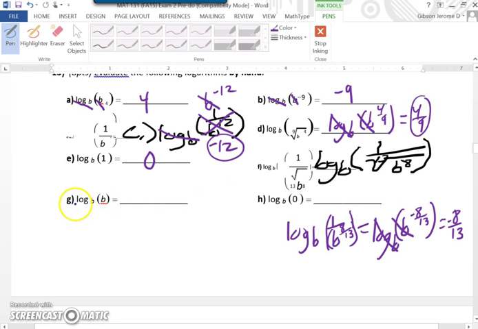Okay, now if you look here at G, log base B of B will simplify out. We know it's assumed to be taken to the first power, so your answer here would be 1. Now we go to H. You've got log base B of 0. It's supposed to be no solution. You cannot take B to any power that would give you 0. So that would be no solution.